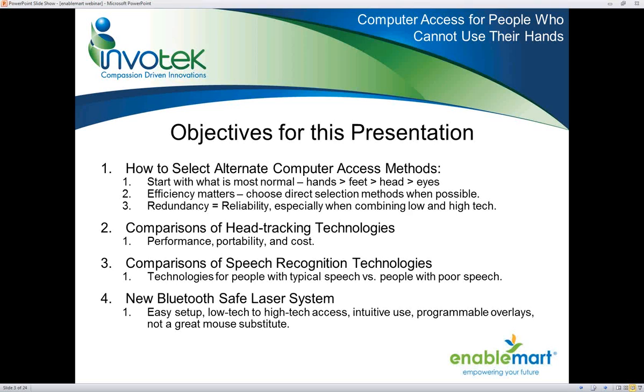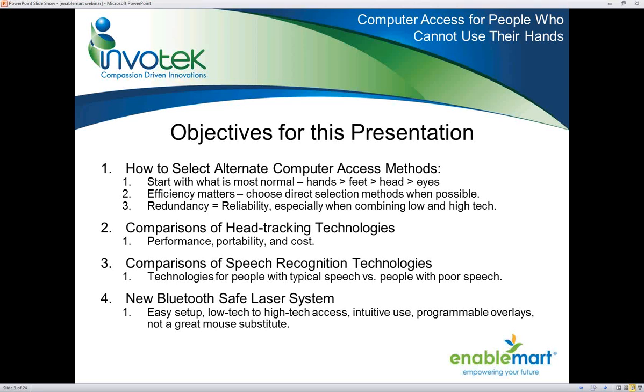The folks at Enablemart asked me to put together some objectives for the presentation, and I just want to be upfront about those as well. One thing we said we were going to talk about is how to select alternate computer access methods. The strategy that I use, and that the people I do research with promote, is to first start out with what's most normal. If you can use your hand with some support, then you want to start there. If with some support you can use your foot, then that's what you want to do. Then you move to head. Then you move to eyes.